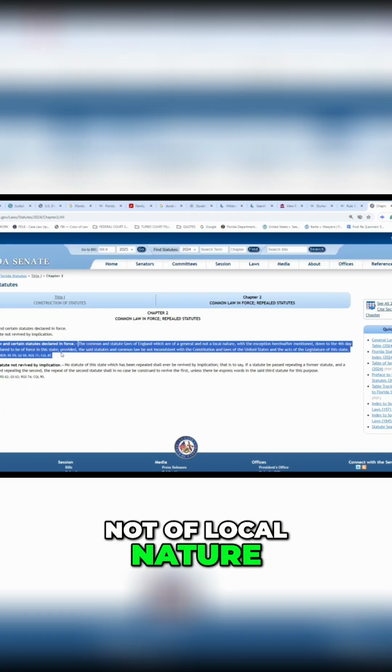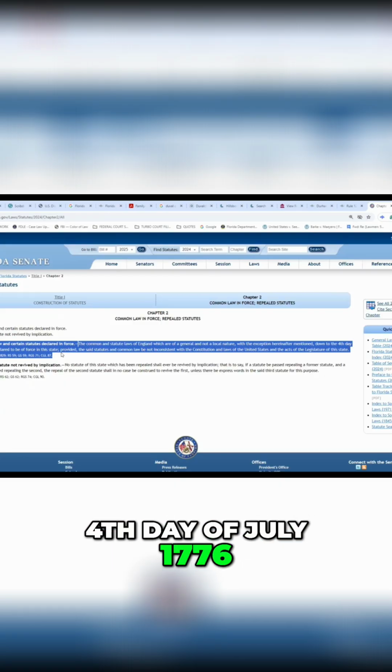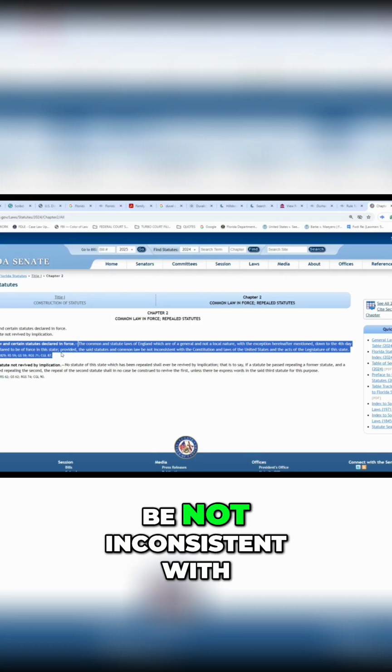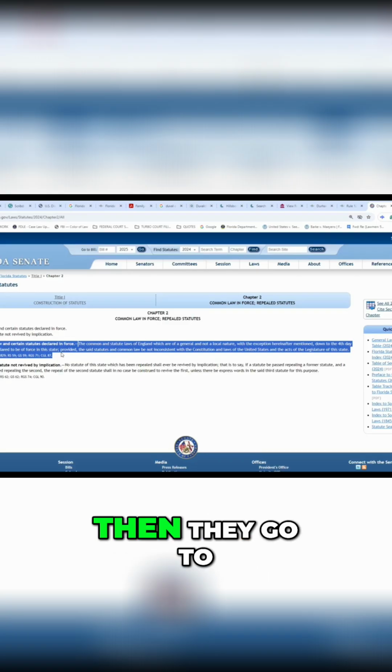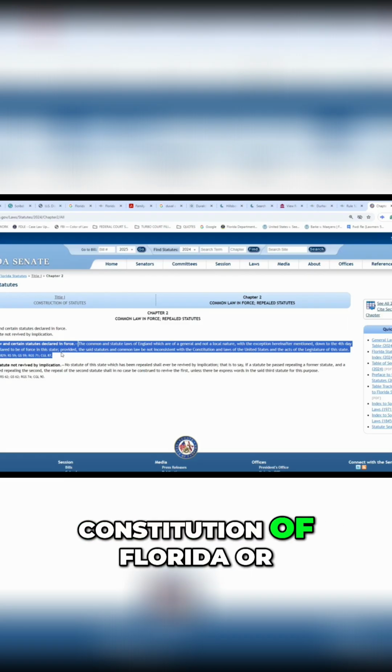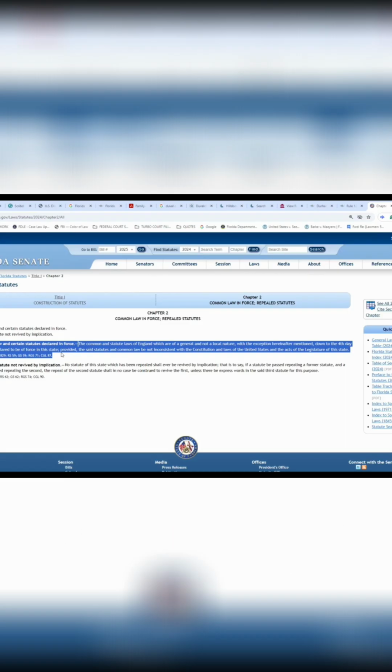The common law and statute laws of England, which are general and not of local nature, with the exception hereinafter mentioned, down to the fourth day of July 1776, are declared to be in force in this state, provided the said statutes and common law be not inconsistent with the Constitution and laws of the United States and the acts of the legislature of this state. So, in other words, if it's not drafted in law here, then they go to what's called English common law, meaning whatever the courts come up with. But if it's codified in statute, that's what prevails, so long as it's not inconsistent with the Constitution of Florida or the United States. So that should dispel a little bit of the other foolishness out there.